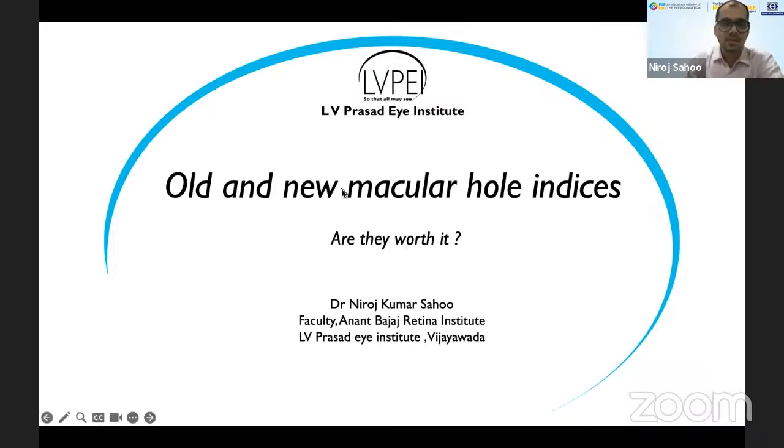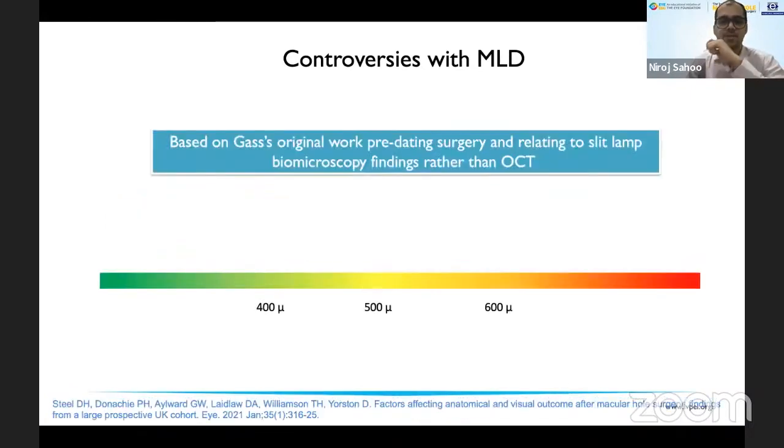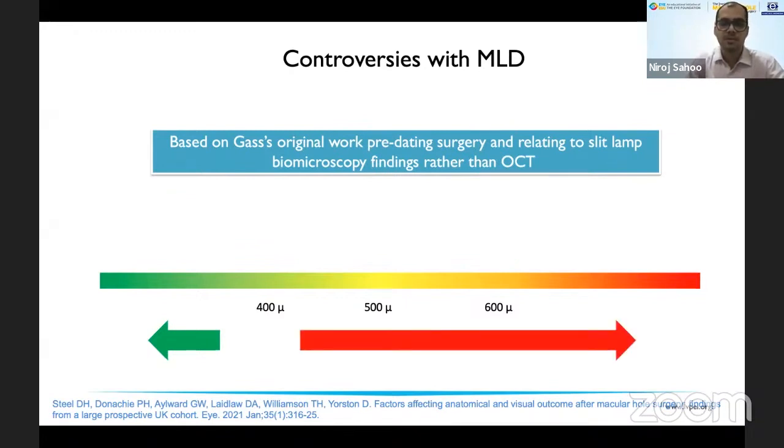First, let us come to the MLD. The classification based on IBTS into small, medium, and large. But the large macular hole size of 400 microns was based originally on Gass's work before the origin of OCT and surgery. So basing this as a cutoff for large macular hole is not correct in the current scenario. Although definitely less than 400 microns, they have very good visual acuity and visual prognosis, but more than 400 microns, where exactly the cutoff lies is very unclear.